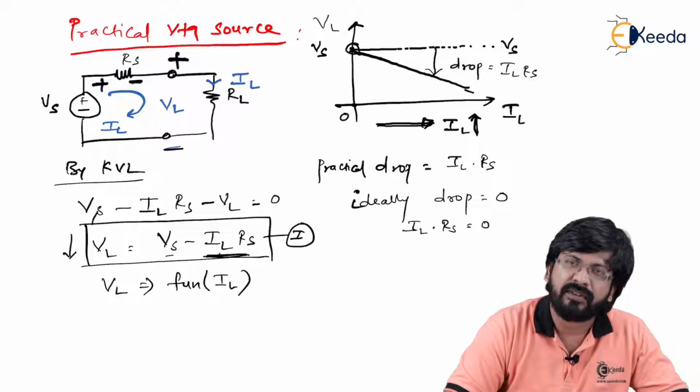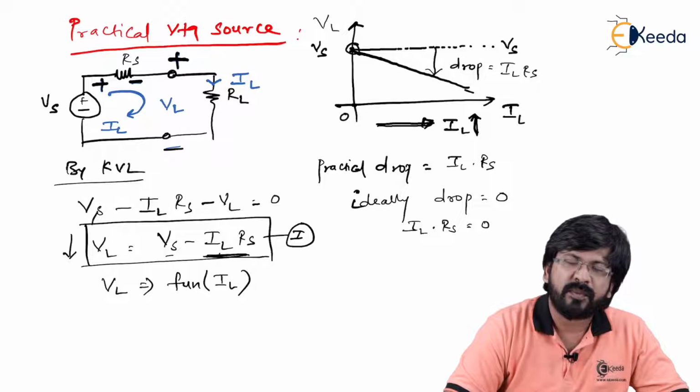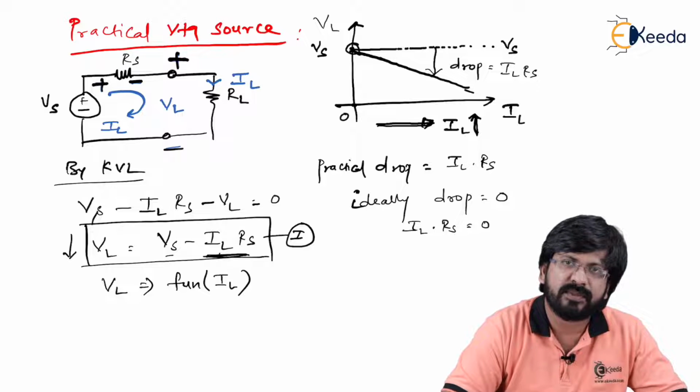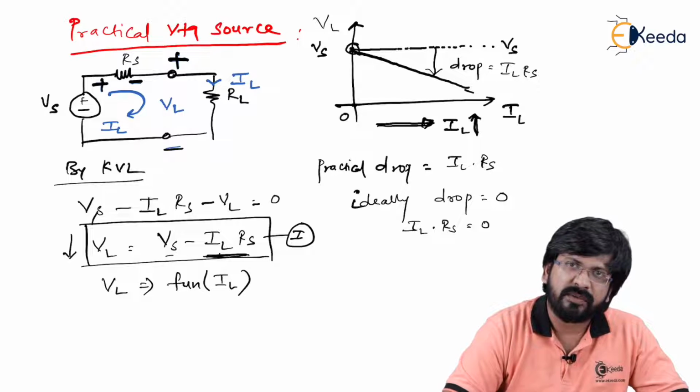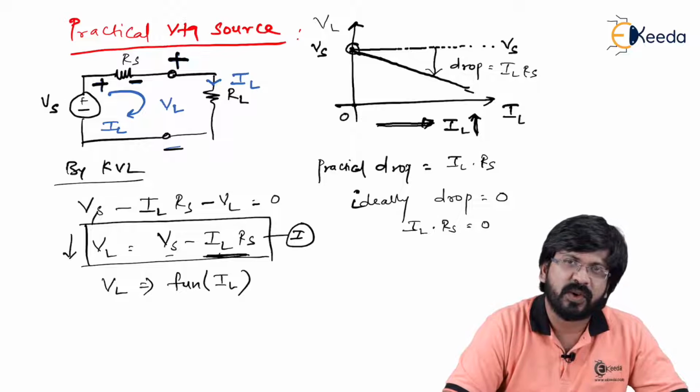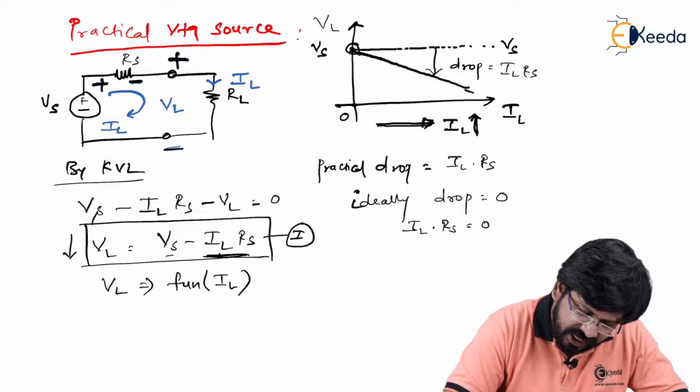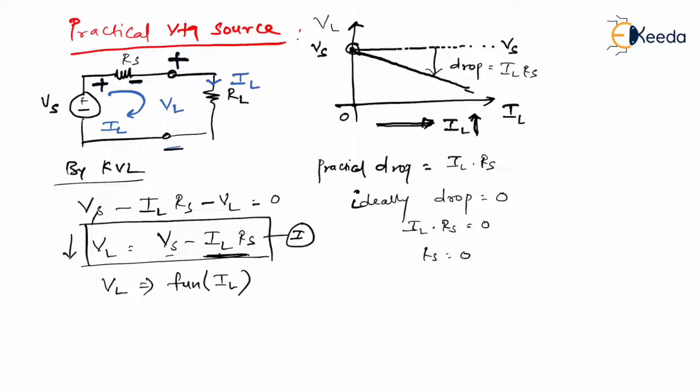Now we can use our common sense. A product becomes 0 only when one of the values is 0 or both of them are 0. Do you think IL can be 0? No, IL is a load current. Load current should not be 0. What does that mean? Ideally, Rs should be equal to 0.